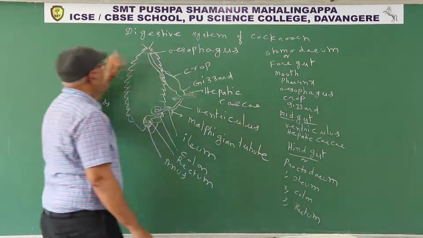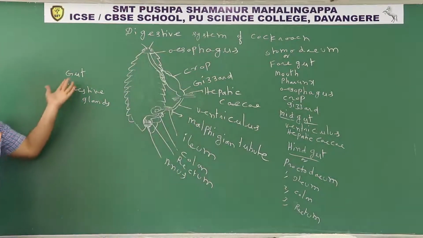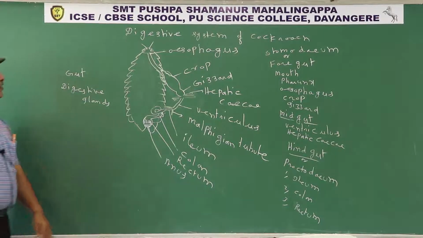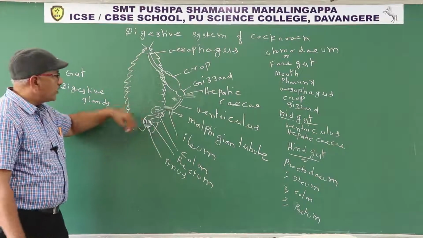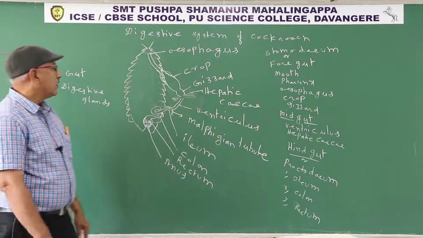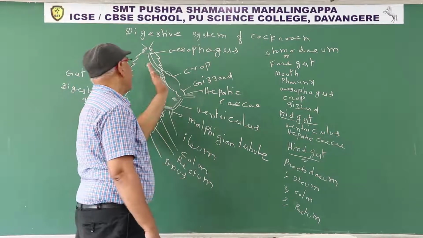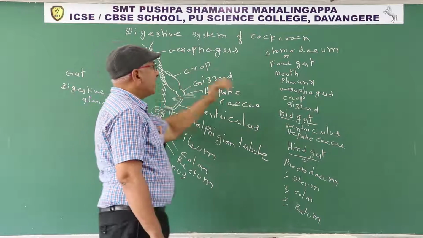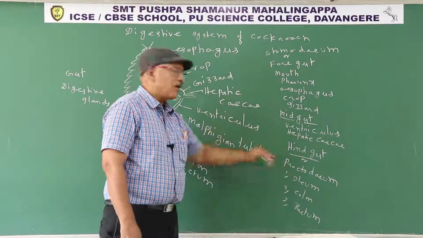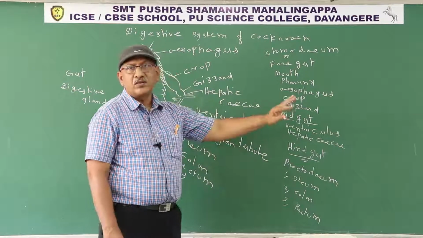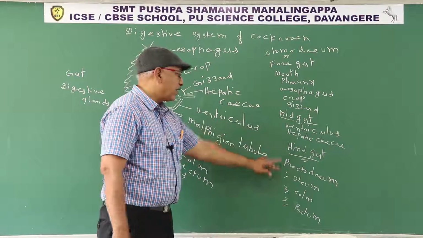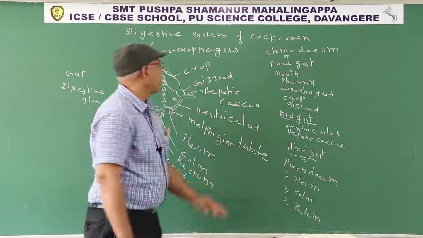So, the digestive system of cockroach contains gut and digestive glands. Gut is longer than the body. That's why some parts of the alimentary canal are coiled. It contains three parts: foregut, midgut, hindgut. Foregut, also known as stomodium. Midgut, also known as mesenteron. Hindgut, also known as proctodium.